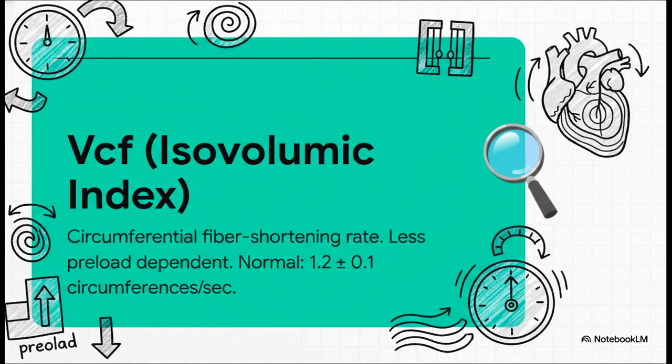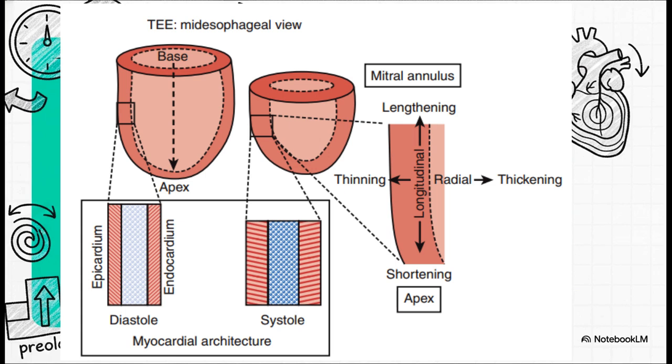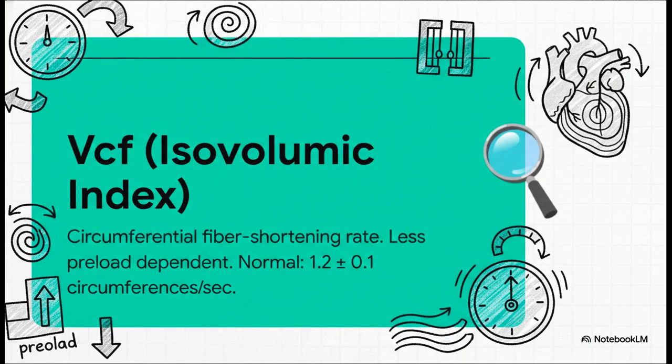But what if you want to know how healthy the muscle itself is, kind of separate from loading conditions? For that, we can look at isovolumic phase indices. Isovolumic just means same volume. It's that tiny slice of time after the mitral valve slams shut, but before the aortic valve pops open.